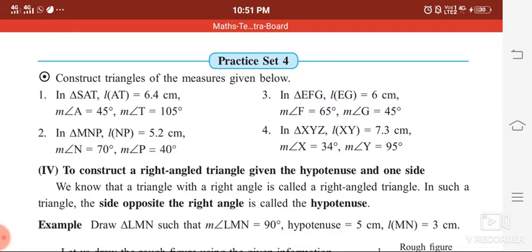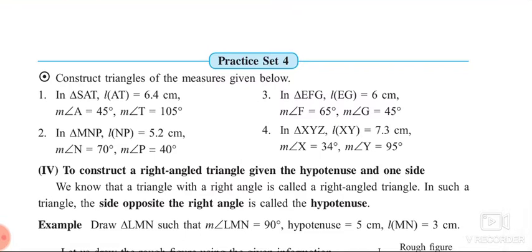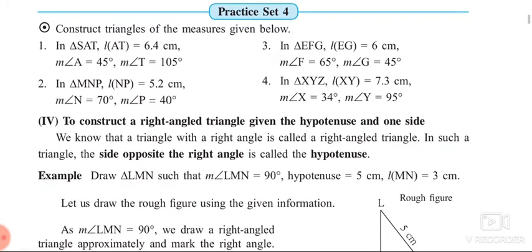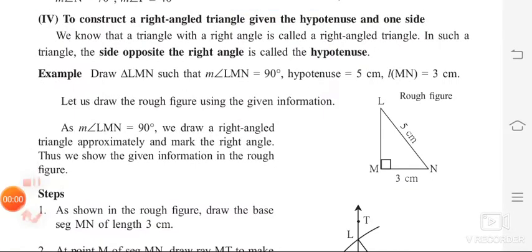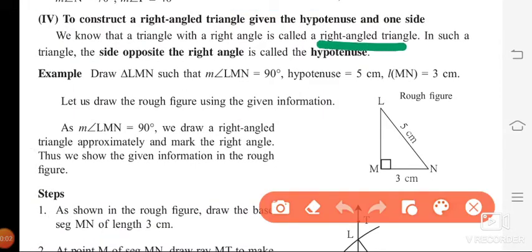So based on this we have seen the constructions. For this test mostly you will have objective questions, so no need to practice constructions. Now see here, you may have objective questions like: a triangle with a right angle is called dash. What will be the answer? Right angled triangle. Now the next fill in the blank you may have like this: the side opposite the right angle is called dash. Then the answer will be hypotenuse.